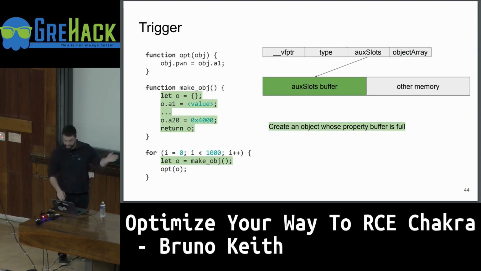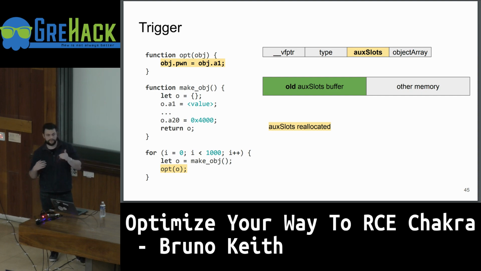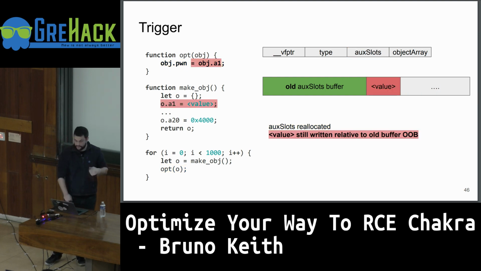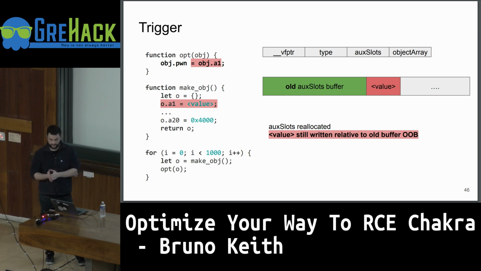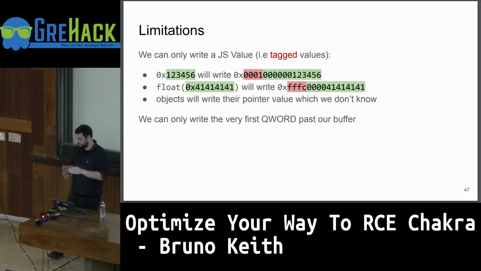So let's walk through it. We create an object, as I said, with 20 properties. That's a value at which the property buffer is full. And then we call this thing, which, since the property buffer is full, the first thing it will do is reallocate the buffer. So now we can see that aux slots has changed. It points to somewhere else. And here we're looking at the old property buffer, which is full. And when we do the assignment, the property buffer is not reloaded, so we're going to be writing the value, whatever we assign to A1, relative to the old buffer, out of bounds. So we're going to be overwriting the first 8 bytes right after our property buffer, and we don't know what memory it is.